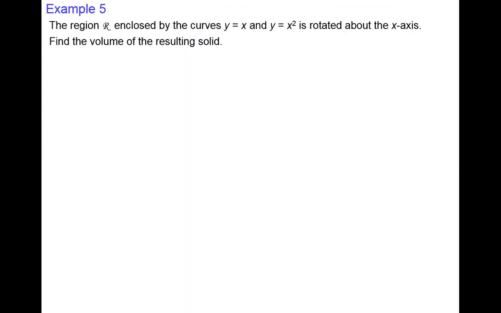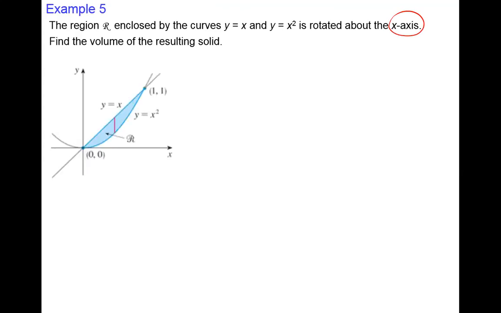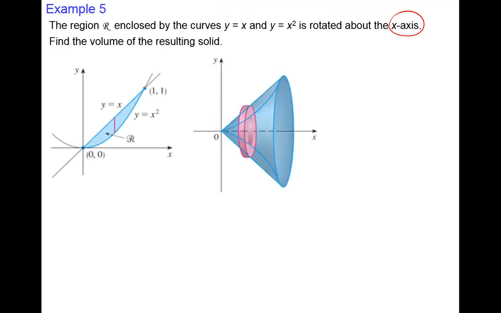Let's see this. The region enclosed by the curves x and x squared is rotated about the x-axis. I will integrate in terms of x. Find the volume of the resulting solid. We have functions x and x squared. Nice and easy. Points of intersection, of course, (1, 1) and (0, 0). And now I will rotate this with respect to x. I will take this blue part and rotate.